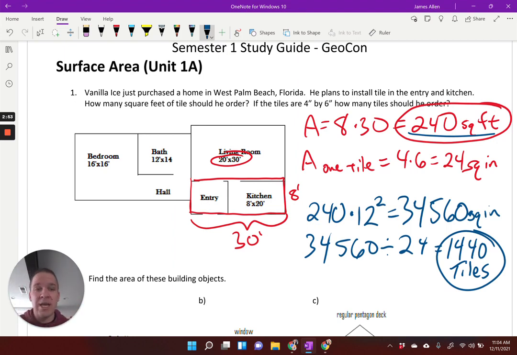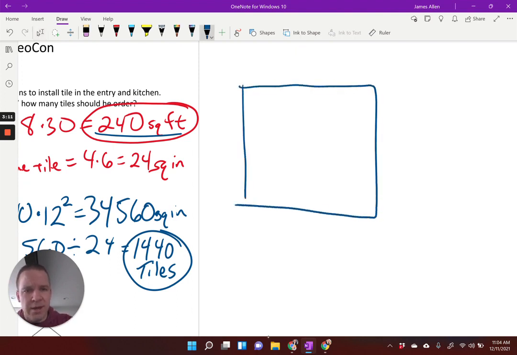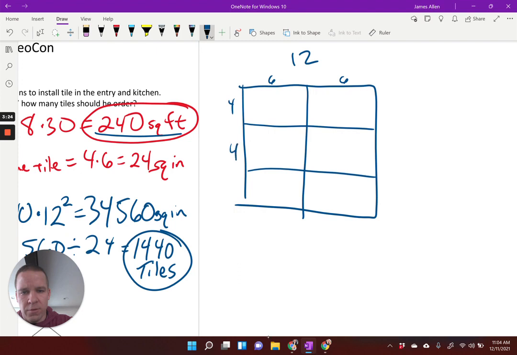Another way of going about this is figuring out how many tiles could I fit in 1 square foot. And you can go do that way too, but you should still get to 1,440, okay? I'll go ahead and show that off to the side here. A tile is 4 inches by 6 inches, so that would be 2 tiles going across here for 12 inches total, 6 and 6. And then we got 4, 4, and 4, so that's 12 out there, right? So I've got 6 tiles per square foot.